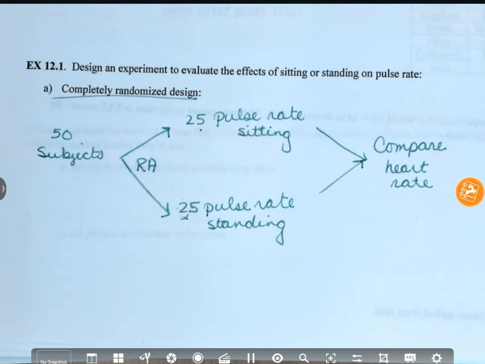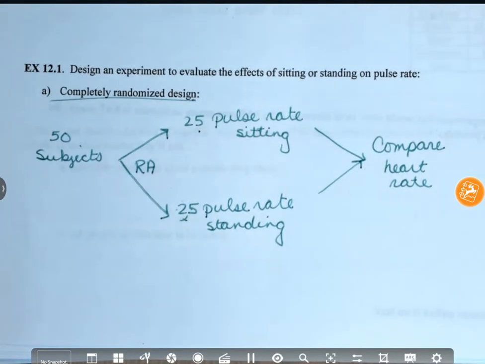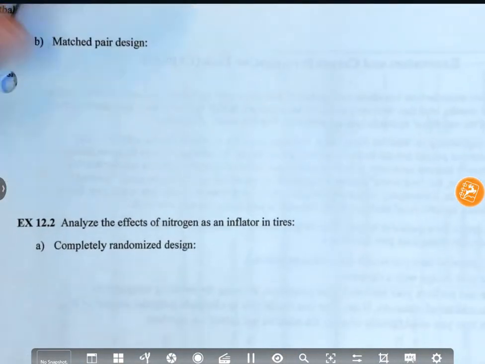Each person randomly does sitting versus standing? No. That's what we're going to be doing next. That is not a completely randomized design because it's not just randomly assigning my two treatments, subject to one treatment randomly assigned. What you're thinking is what's called the matched pair design.